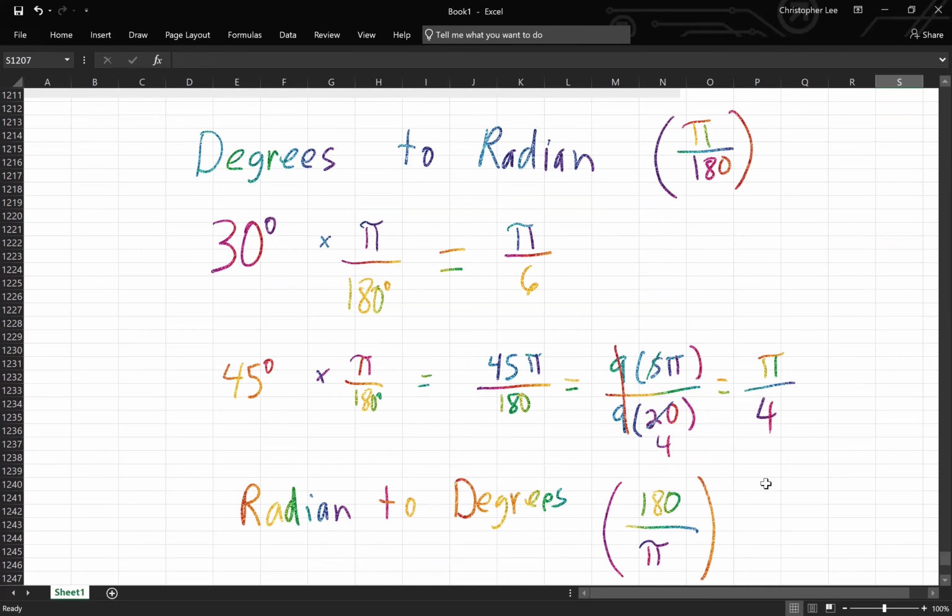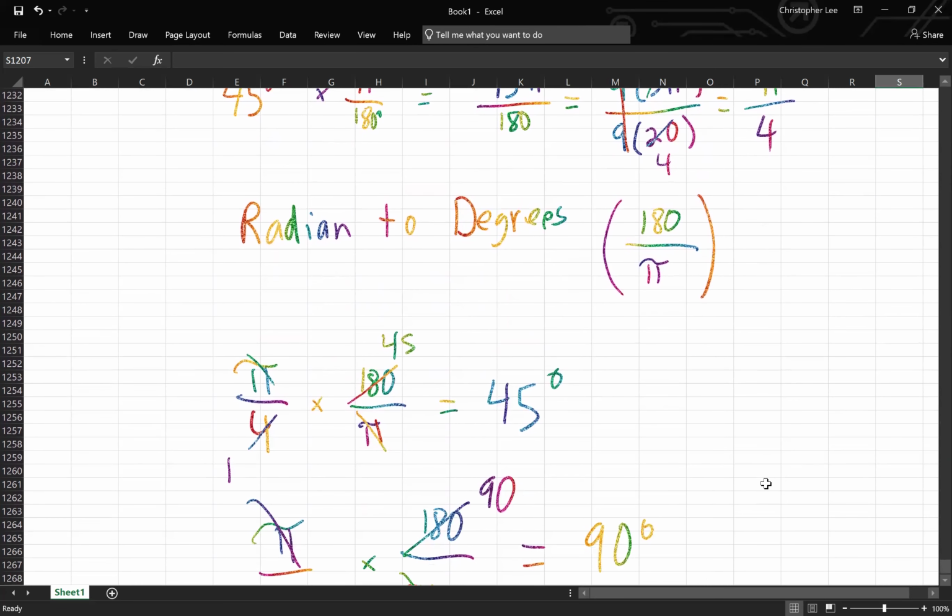How I like to remember this is almost all the radian measures have a pi in them. So that being said, I want the pi to be in the denominator. That way, when I'm multiplying with it, I'm canceling out the pi's. That's my goal. I want to cancel out the pi's and be left with just the degrees, right, as an answer.